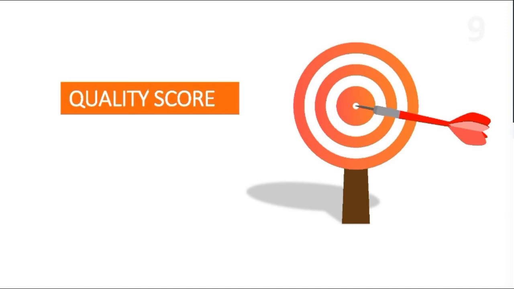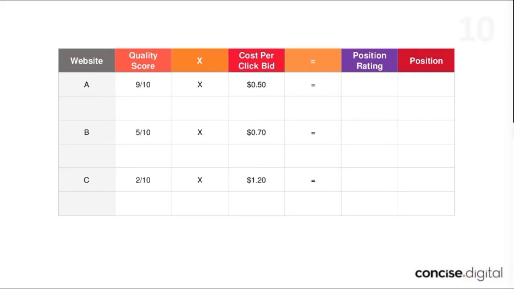But the quality score is probably the most important part of the whole algorithm for how Google chooses what ad to show and how much you pay, right? And I'll try and briefly explain it with a few tables.